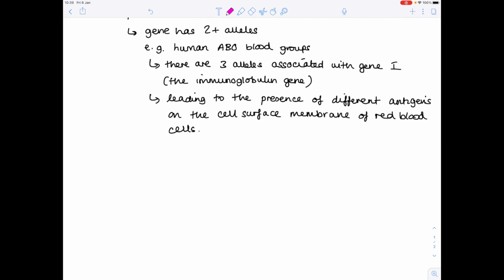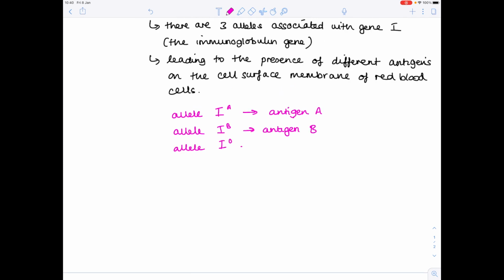And so this is the really important bit. Allele IA leads to the production of antigen A. Allele IB leads to the production of antigen B. And allele O, which actually doesn't lead to the production of either antigen. So there's no A or B produced.